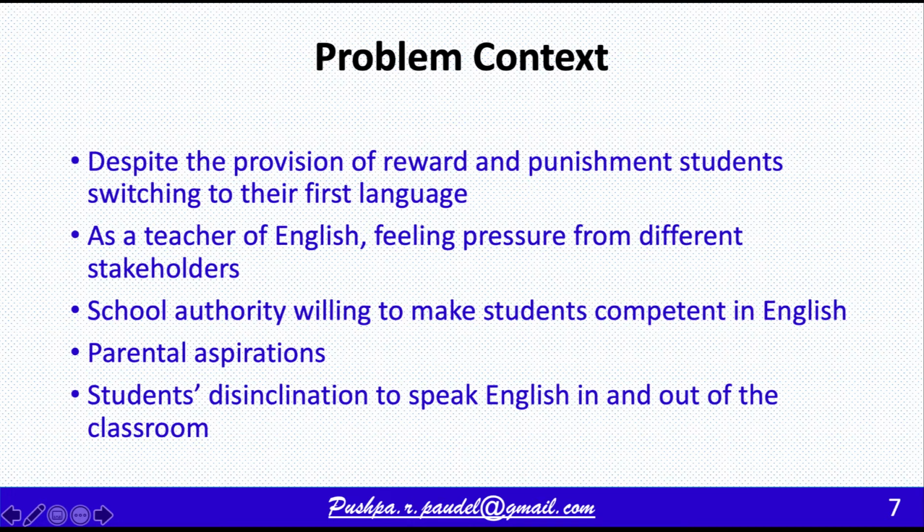I also heard that some schools would charge a certain amount of money as a fine for speaking languages other than English. As a teacher of English, I feel like I am receiving pressure from different stakeholders. The schools where I worked in the past and the school where I am currently working are likely to encourage learners to practice English mandatorily, not only in the classrooms but also in school premises. The parents aspire to see their children speak English correctly and fluently. On the contrary, the majority of students have the tendency to switch to their first language whenever they are out of the teachers' and the authorities' sight. This made me interested in this problem.